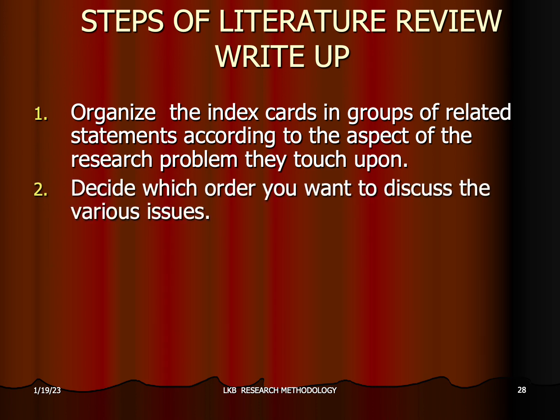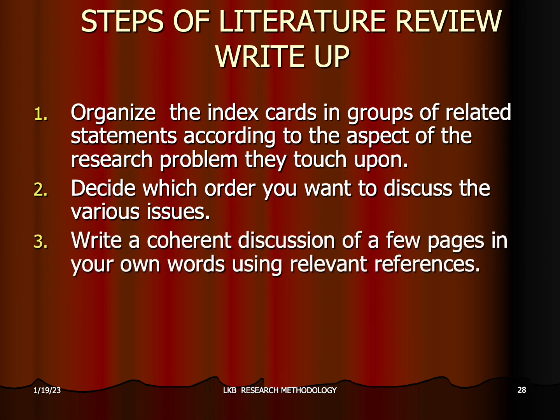Then decide which order you want to discuss the various issues. Remember, building a cogent, reasonable story. And then you write a coherent discussion of a few pages in your own words using relevant references. Remember, we mentioned that when you are doing citation, you need to synthesize information and write it using your own words to avoid plagiarism. So it also comes back here that we need to use our own words.